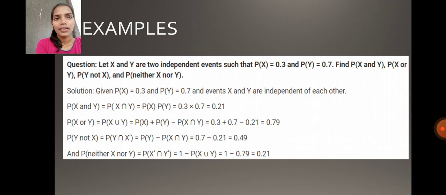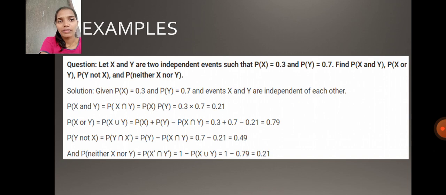Given P of X is 0.3, P of Y is 0.7, events X and Y are independent of each other. Probability of X and Y is equal to probability of X intersection Y, that is equal to probability of X into probability of Y. Here we have to multiply 0.3 and 0.7. We get 0.21.